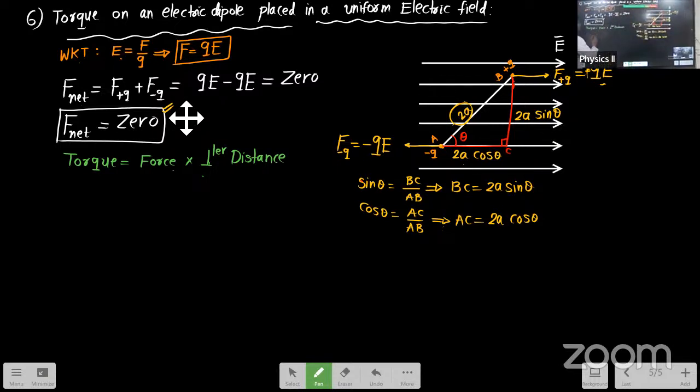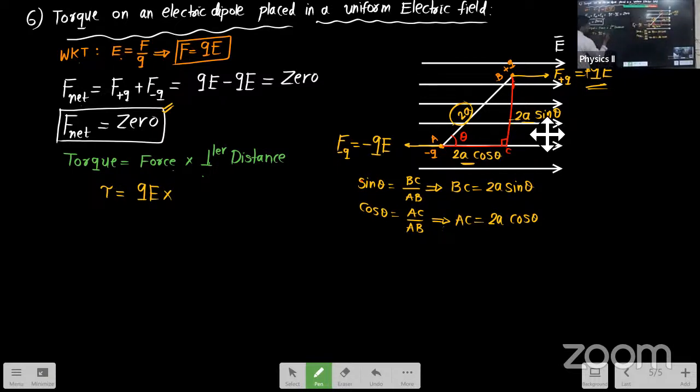What is the formula for torque? Torque is defined as force into perpendicular distance. So you can take any one force. Let us start the answer. So torque tau is equals to, I am taking force as plus QE. If you want, you can take minus QE also. Into, which one is the perpendicular distance? 2A cos theta or 2A sin theta? In this direction of the electric field, this is the perpendicular distance.